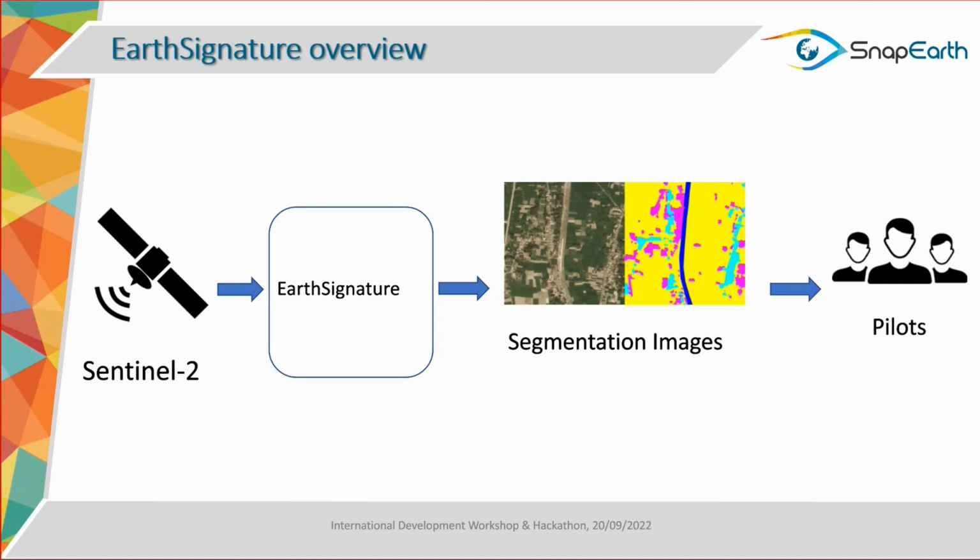So you can see a satellite image on the left and what could be the result on the right. And what we do is we try to expose this data to the different pilots to give different use cases.